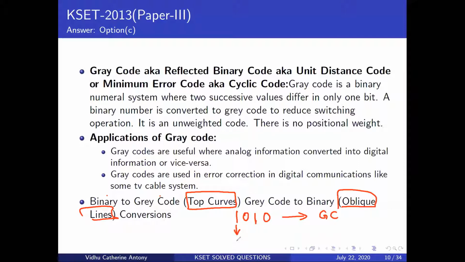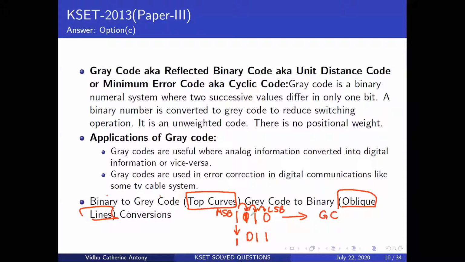This is called the MSB, the most significant bit, and this is called the LSB, the least significant bit. So I take the MSB and write it as such. Then I take this 1 and 0, add them up and get a 1. I take this 0 and 1, add them up and get 1 again. And I add this up too and get a 1. What you're supposed to remember is that if it were 1 and 1, you would neglect your carry. If you add 1 and 1, you get 0 with a carry over of 1. Neglect that carry and just write 0.